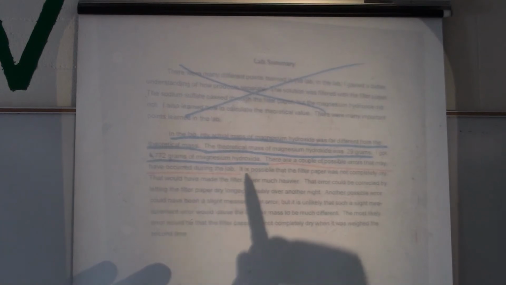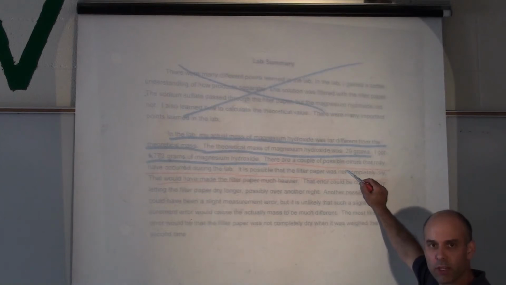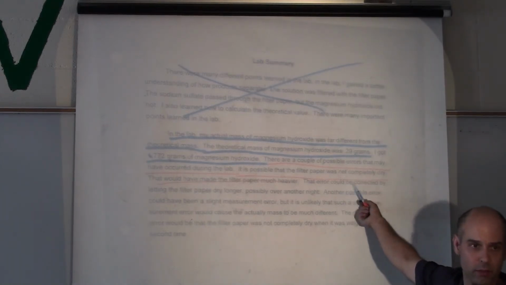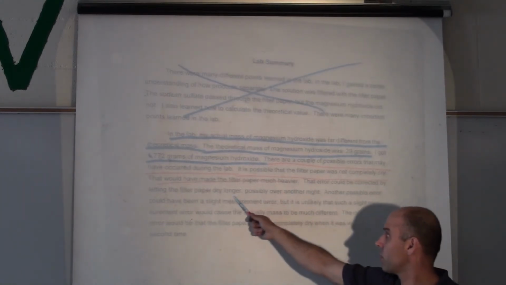There are a couple of possible errors that may have occurred during the lab. It is possible that the filter paper was not completely dry. It would have made the mass heavier. So when you are specific, it makes it a lot easier to come up with how you fix it. So if the filter paper is wet, how are you going to fix it? You dry it. So down here, it could be corrected by drying the filter paper overnight.